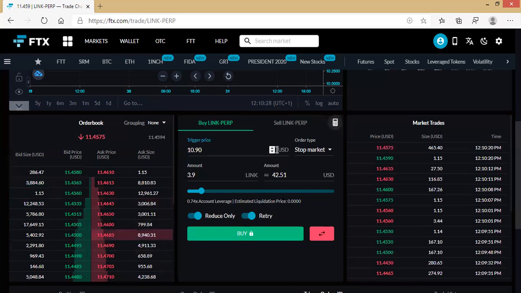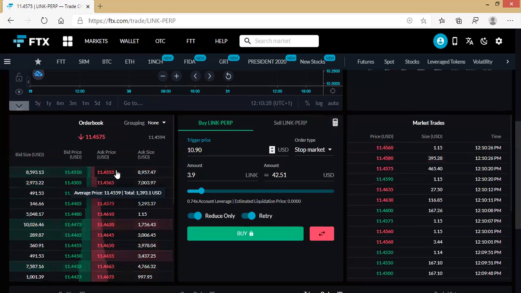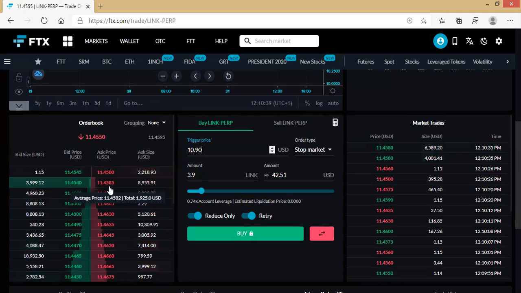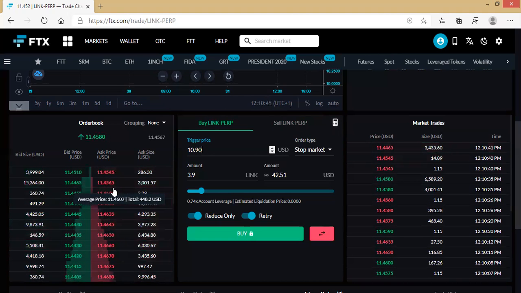Okay, let's say you bought it at 11.2 and it's already at 11.45, and you don't want to exit the market, and also you don't want to lose the profit you've made so far. The stop market will help you.